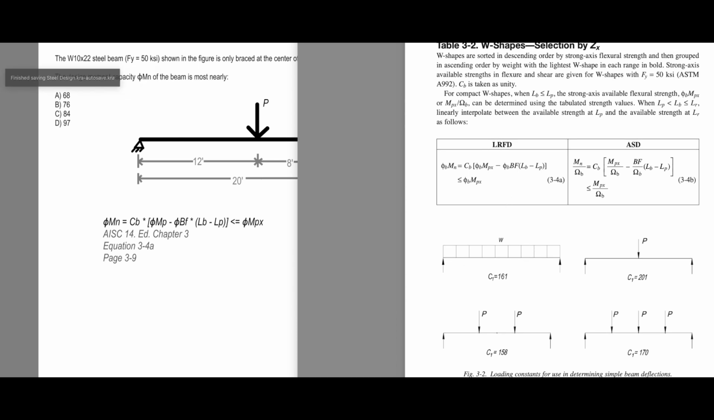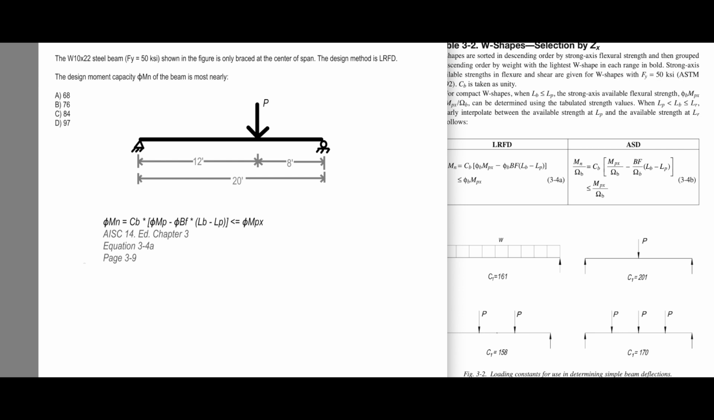And then we have that BF is multiplied by Lb minus Lp. Lb is the actual unbraced length of our beam, and Lp, which represents the unbraced length up to which yielding would control over LTB, or lateral torsional buckling. So it sounds like a complicated formula, but it's really not. And what we can do is start plugging and chugging, right? So the first value that we need to find is Cb.